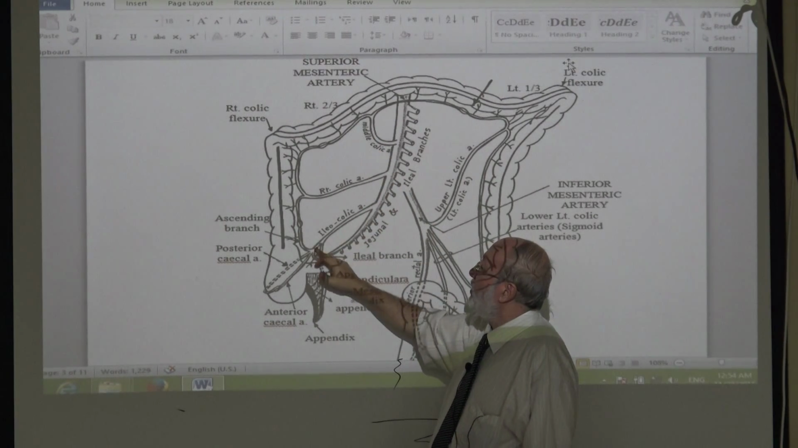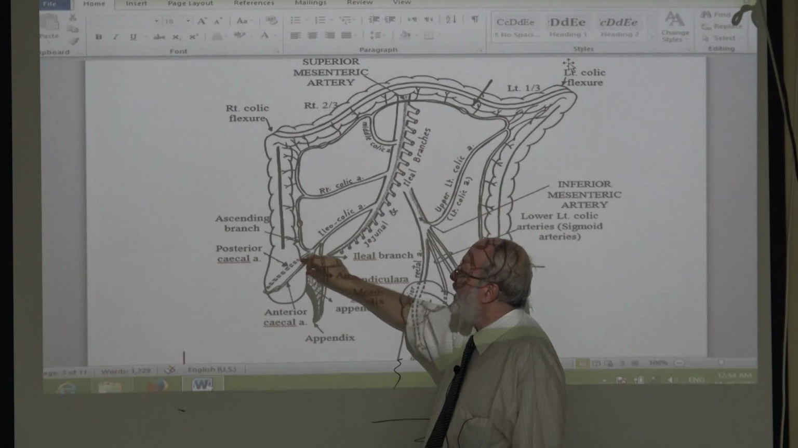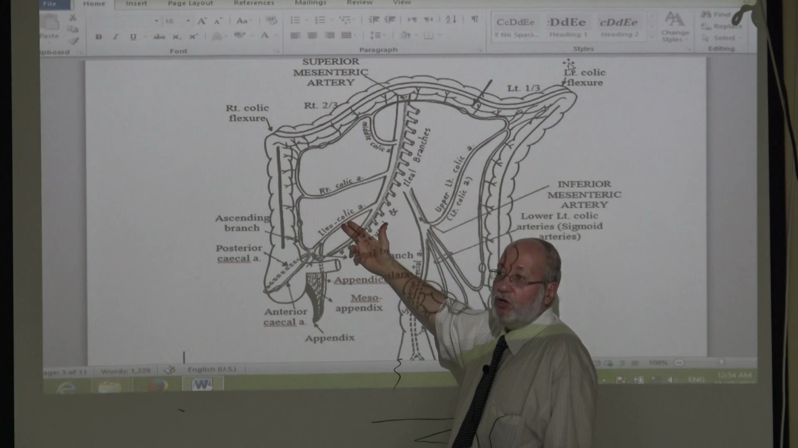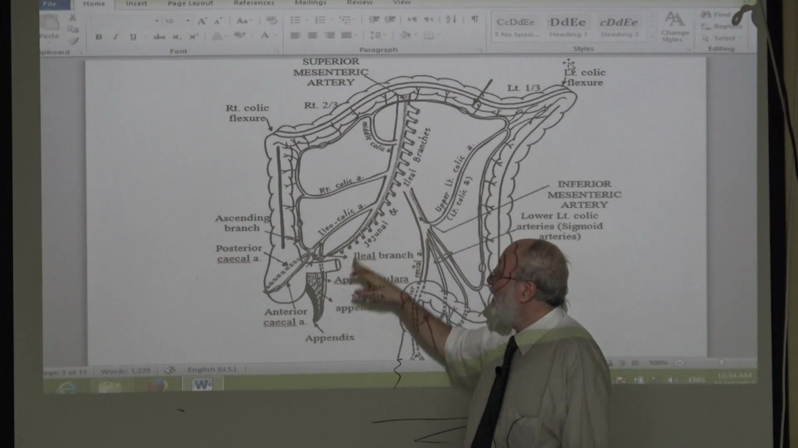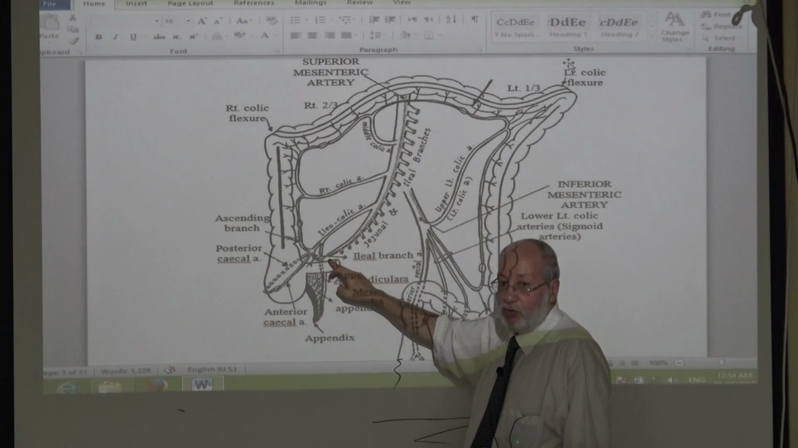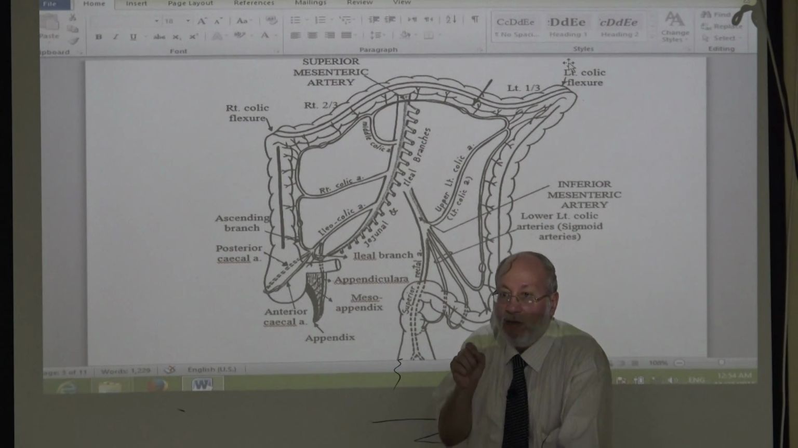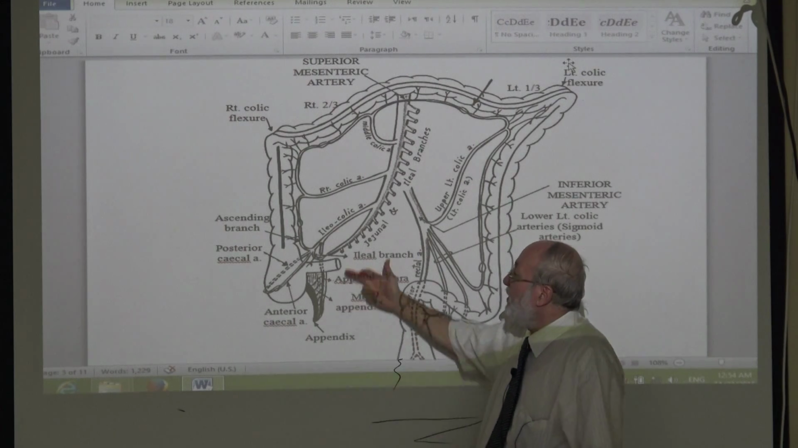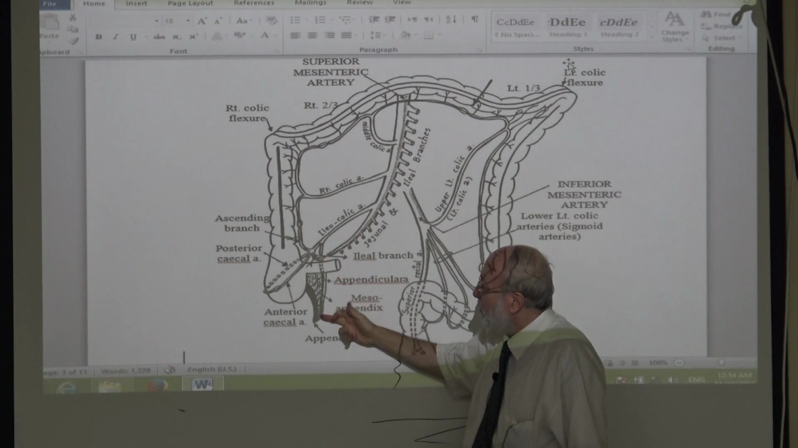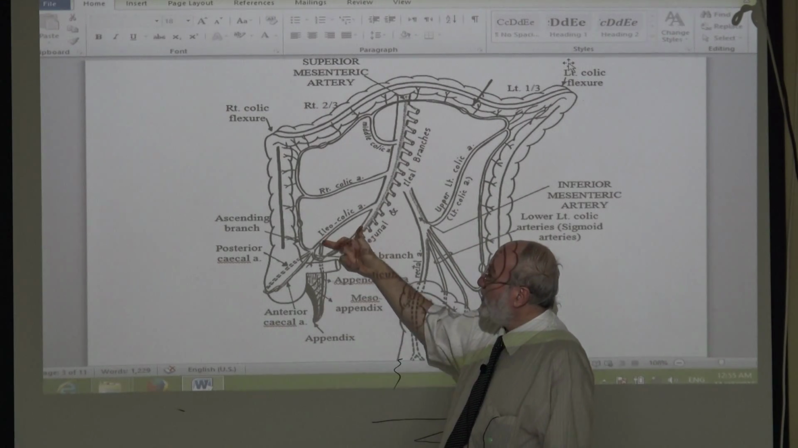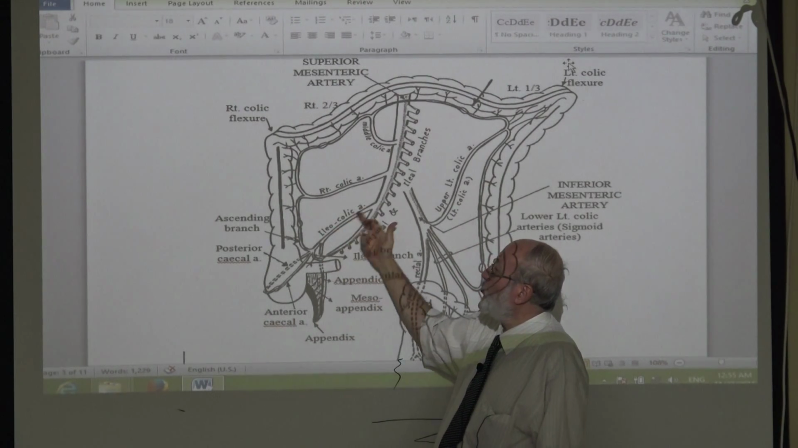First of all, one branch supplying the terminal part of the ileum and the beginning of the colon. Therefore, it is called the ileocolic artery. The superior mesenteric ends here by anastomosing with the ileocolic. The ileocolic gives a very important arterial supply down to the vermiform appendix. Therefore, the appendicular artery arises from the ileocolic artery.